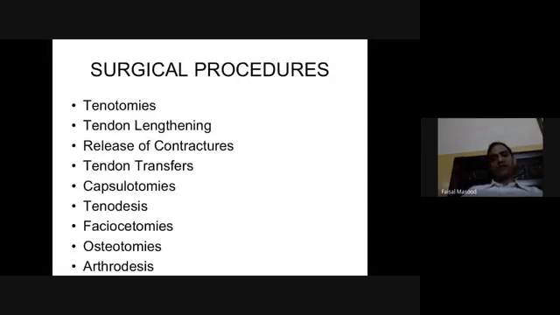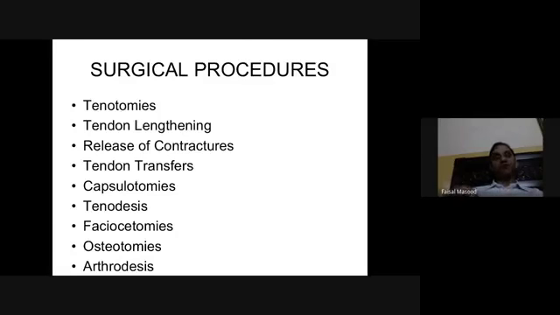Surgical procedures are tenotomies, tendon lengthenings, release of contractures, tendon transfers, capsulotomies, tenodesis, fasciectomies, osteotomies, arthrodesis. Now I'll let you know one by one. Tenotomy, in which you cut the tendons percutaneously or openly. If you lengthen the tendon, this is called tendon lengthening. You release the contracture by soft tissue release.